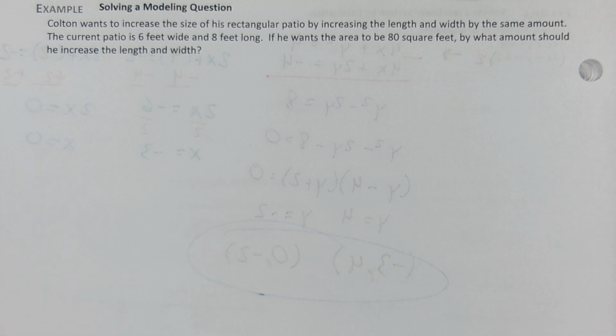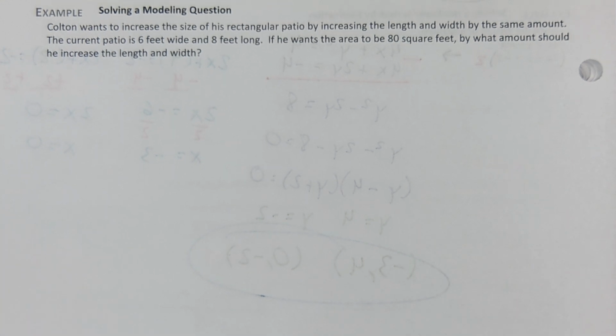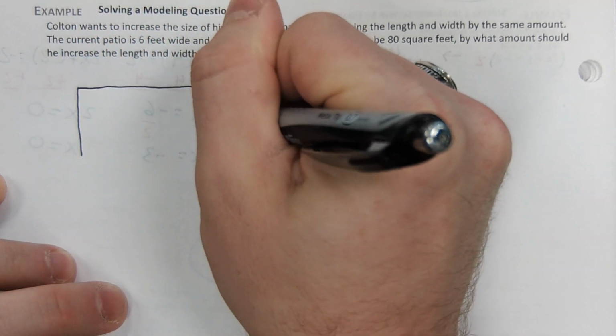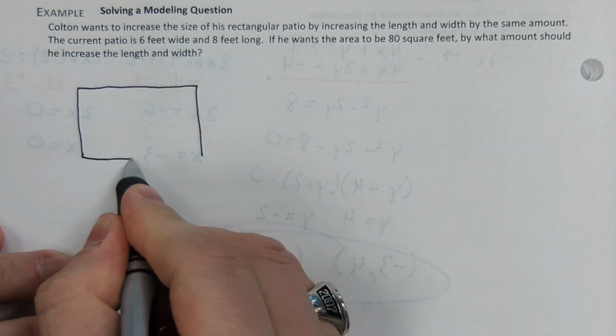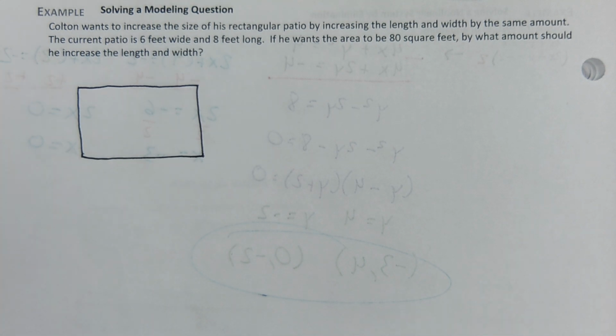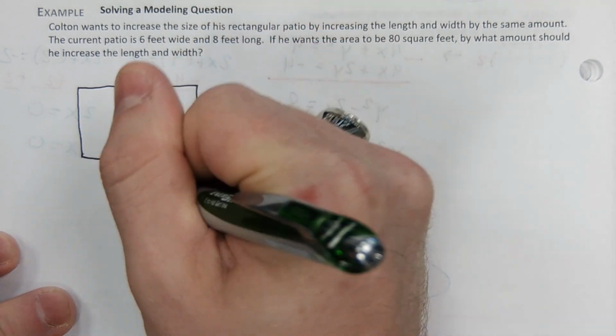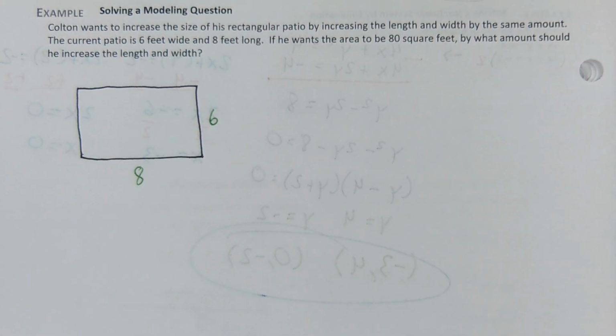I can tell you that I never attempt to solve a question like this without a very specific aid. What do you think it is? A drawing, yeah. So I'm gonna draw something first. A patio. Now I'm no artist here. I'm a mathematician. So I'm just gonna draw a rectangle. We know that right now this patio is 6 feet wide and 8 feet long. There we go. Doesn't really matter which one you put where.